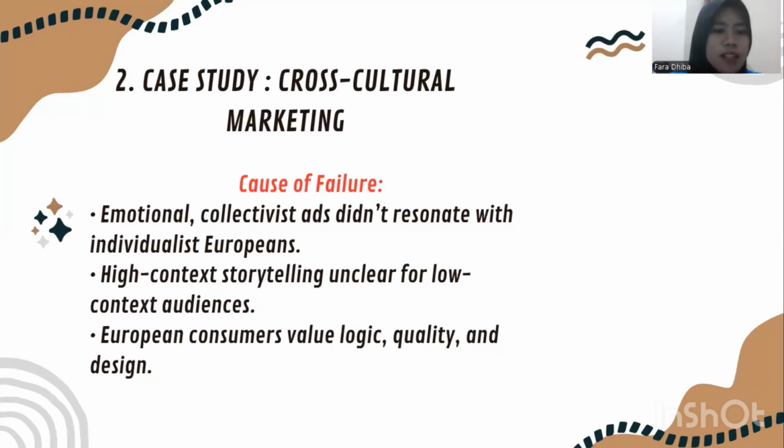And then, analyze the cross-cultural communication values that occurred in this case. Clash of values: emotional collectivism didn't resonate with individualist Europeans. In this case, the Indonesian company Tropical Craft tried to promote furniture in Europe using emotional advertisements about family and community. However, the campaign failed to attract attention.